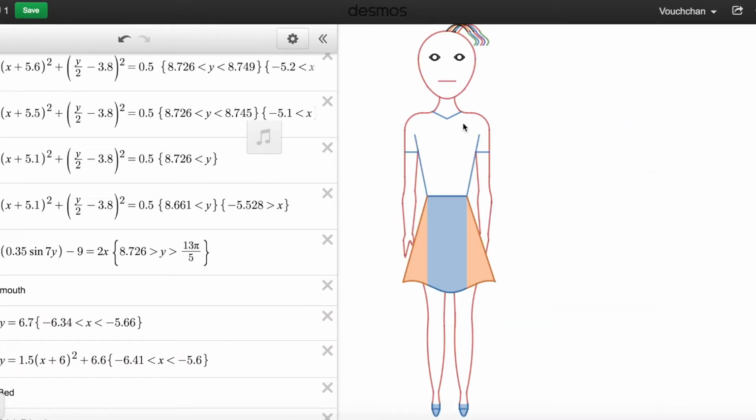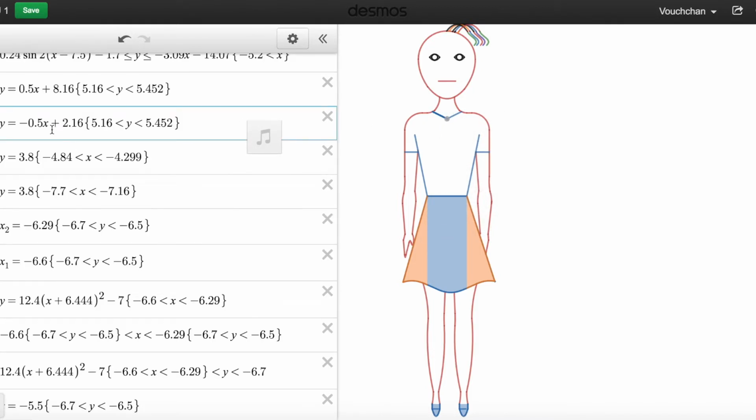In my animation, I use a lot of equations of a slope. For example, this one, which is y = mx + c, so I substitute my m with negative 0.5 and c with 2.16. So I also want to cut it off into a shorter piece, so I limited my range, which is 5.16 smaller than y, and y is smaller than 5.1452.